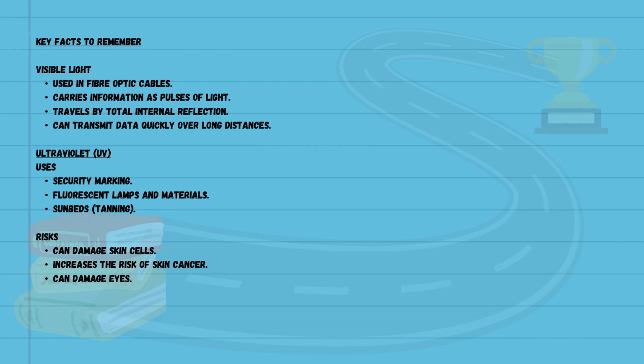Ultraviolet UV uses: security marking, fluorescent lamps and materials, sunbeds for tanning. The risks of UV are that it can damage skin cells, increase the risk of skin cancer, and damage eyes.